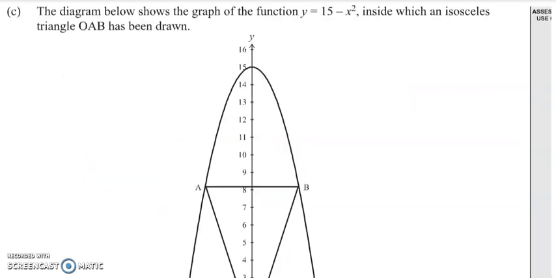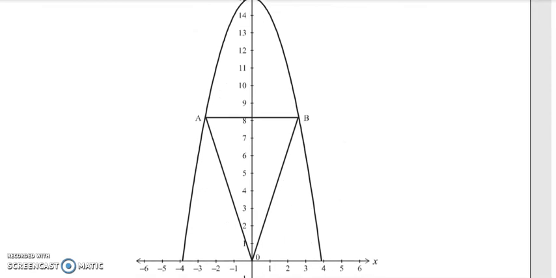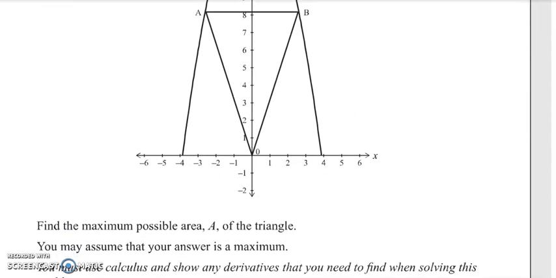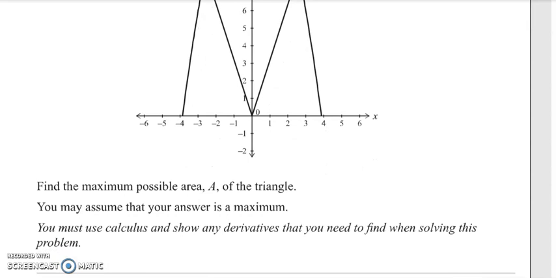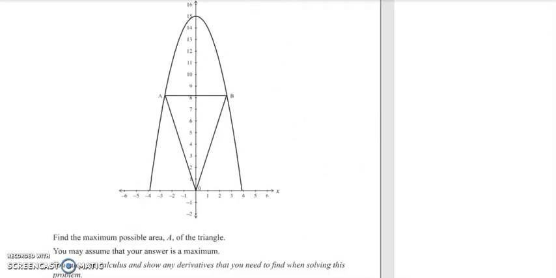So for part C, we have this graph going on, and we're finding the maximum possible area of the triangle that's inside it. So we need to figure out how we can work out the area of this triangle. So obviously, area is half base times height. Now this distance here is going to be our base. So that distance there, from here to here, will be whatever our x value is at that point. So this will be x. And it will be mirrored on the other side because it's all symmetrical. So our base will actually be 2x.